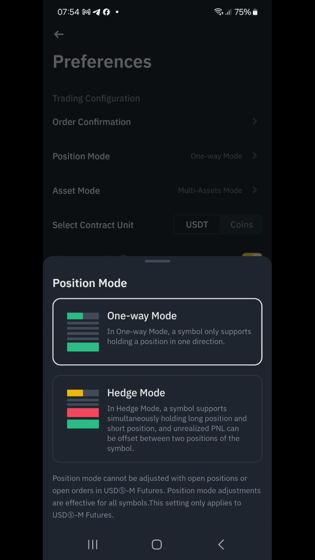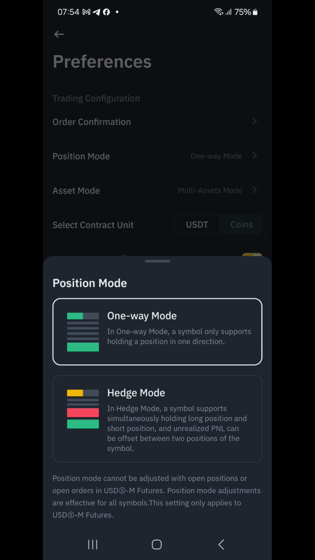Now let's look at hedge mode. This allows you to hold both long and short positions on the same trading pair separately. For instance, you can be long on BTC/USDT, right, while also holding a short position in it. You understand? So that is what it means.